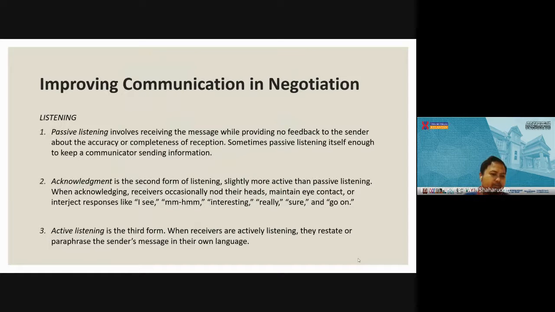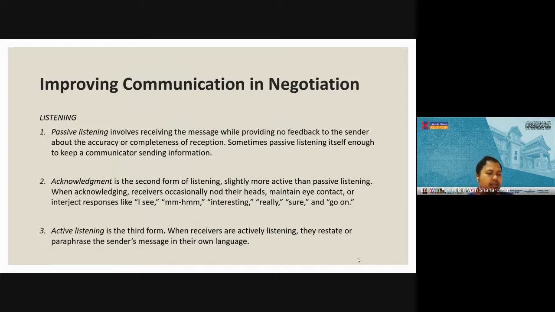Sometimes you will use acknowledgement as a form of listening, whereby you are slightly more active than in passive listening, acknowledging the sender occasionally by nodding your head, maintaining eye contact, or using small responses like "I see," "Interesting," "Really," "Sure," and so on.